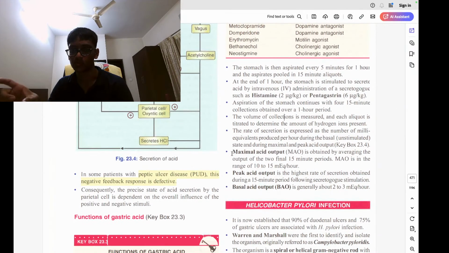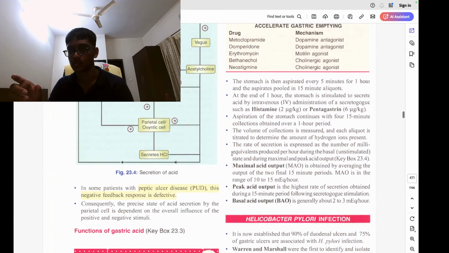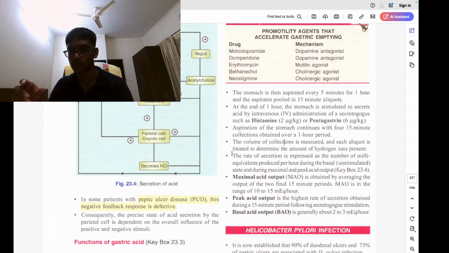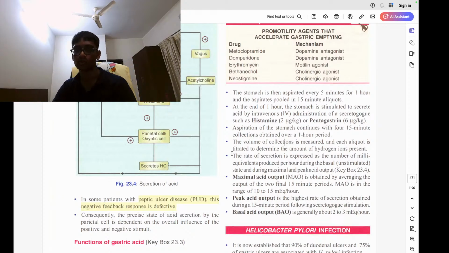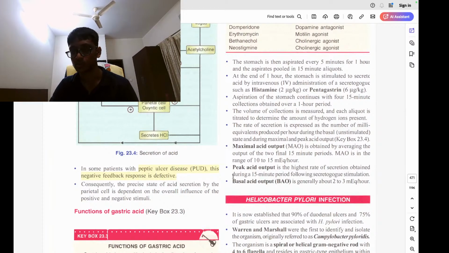Then the volume of the collection is measured, and the rate of secretion is expressed in milliequivalents per hour during the basal unstimulated state and during maximum and peak acid output. Maximum acid output is obtained by averaging the output of the two highest collections. Peak output is the highest rate of secretion.